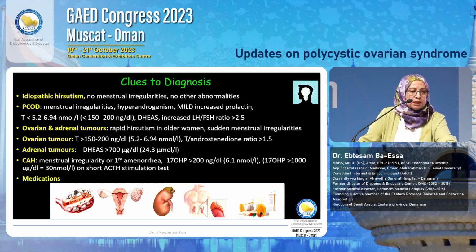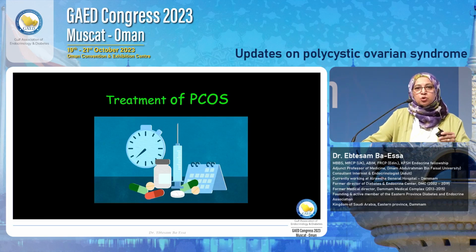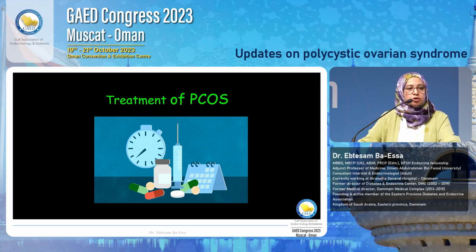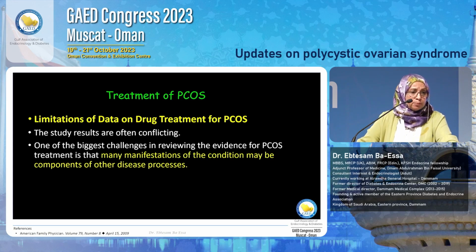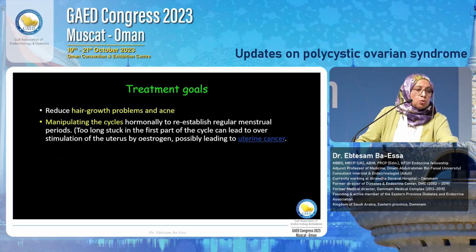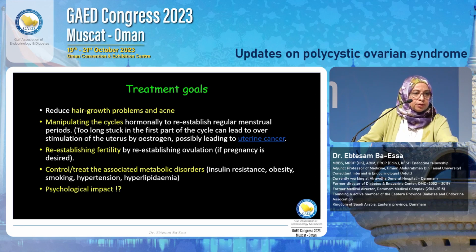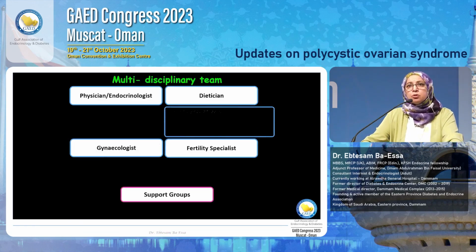And medication is self-explanatory. So I'll just quickly, I know that I don't have time, but I'll just go quickly over the possible medication that we use to treat polycystic ovary syndrome. But we have to note that we have limited data on the proper treatment, as many of the manifestations of the condition may be a component of other disease. So our goal of the treatment is to reduce hair growth and acne, manipulate the cycle, and reestablish fertility, and also treat and target the cardiometabolic risks and provide psychological support. And we know that the treatment of polycystic ovary syndrome is multifactorial.